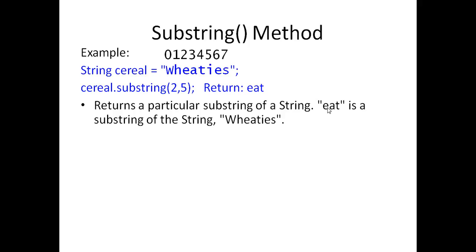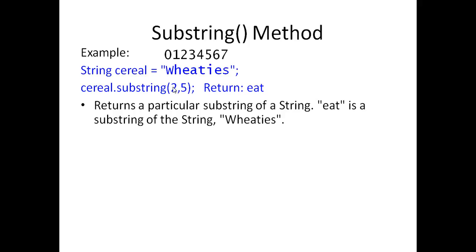So in this case you have the variable name dot substring, and then in parentheses you have two parameters. This is the basic format of using the substring method. So you have the variable and the substring 2, 5.